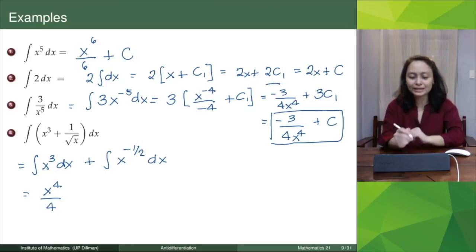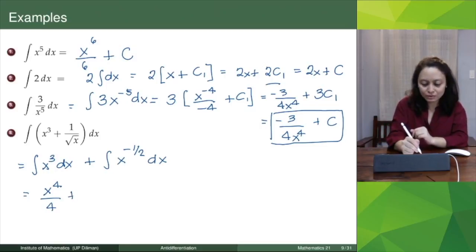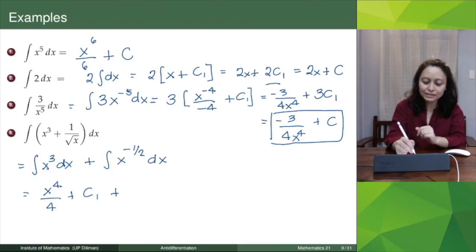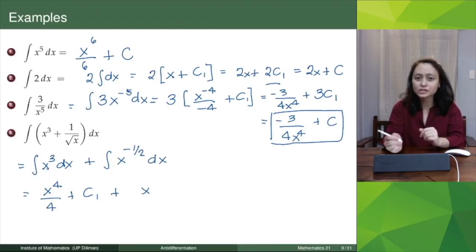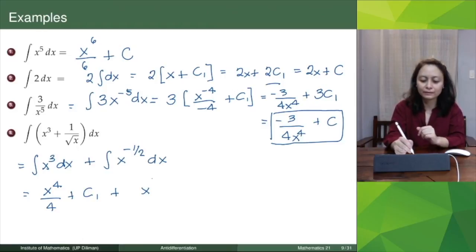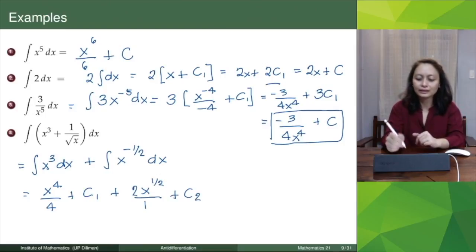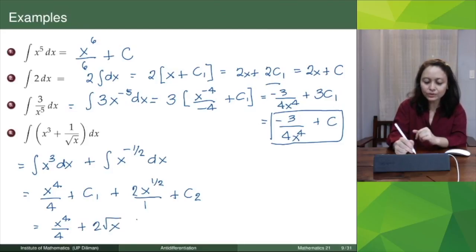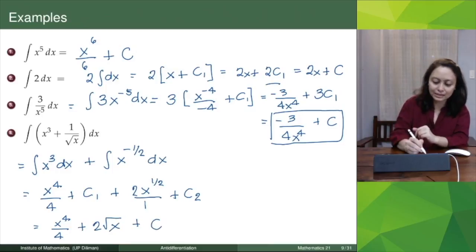Antiderivative of x cubed is x to the 4 over 4 plus c. Pero okay lang na mamaya na natin i-add yung c. Or, sige, kung gusto nyo makita, pwedeng mag-add kayo ng c1 dyan. Plus, antiderivative of x to the negative 1 half is x. Negative 1 half plus 1 is 1 half. Divided by 1 half plus c2. And this is equal to x to the 4th over 4 plus 2 x to the 1 half, which is square root of x. C1 plus c2, you can combine them into one constant.